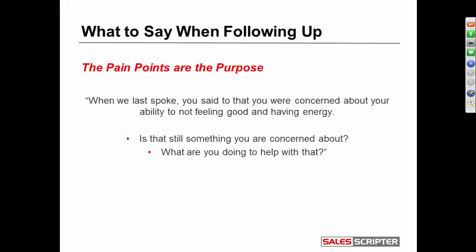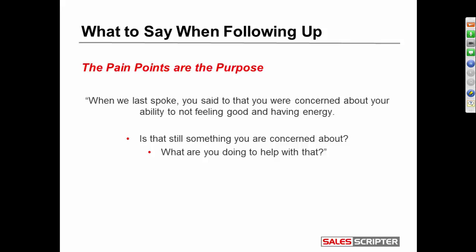Another thing that you can say is that you can focus on the pain points that you've identified as the purpose. So remember, I said to ask some pre-qualifying questions, and you can ask those as early as the first cold call. And let's say you ask some questions, and now bear in mind we're following up, so they should have had some of the pain that we were looking for. And if they didn't have the pain, then we shouldn't be making this call.